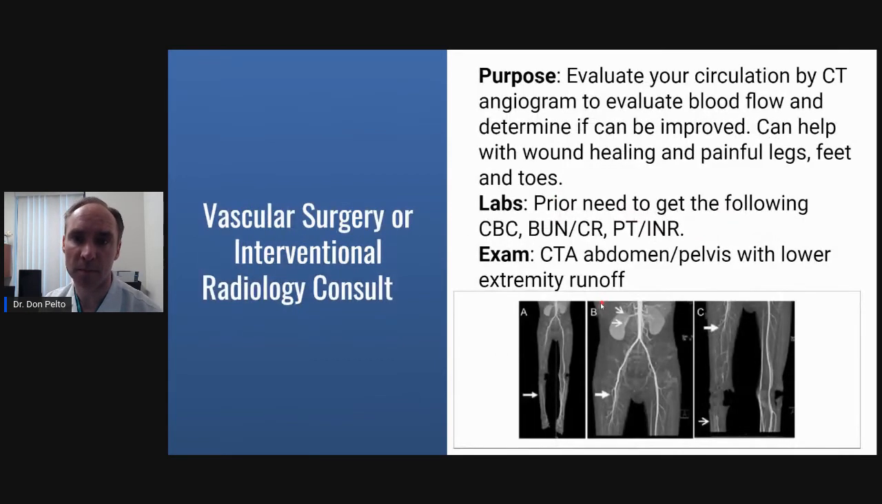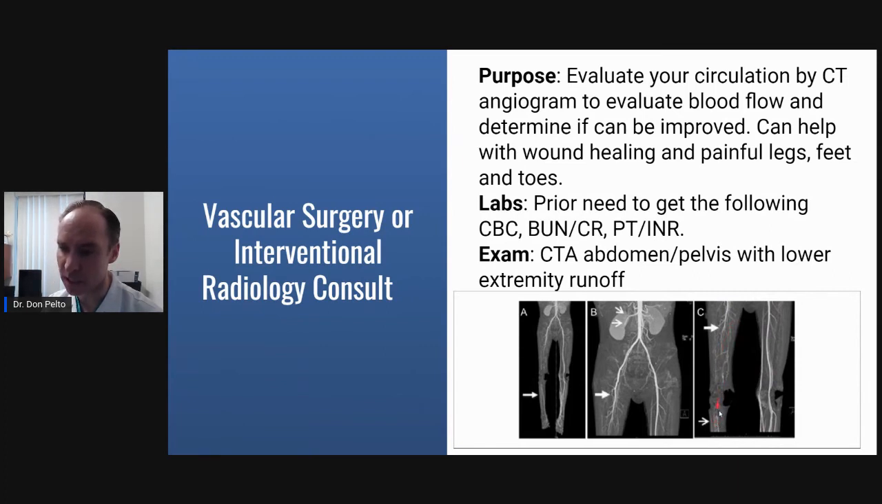Okay. So there is vascular surgery or interventional radiology consult that can be done. And what we use that for is we want to evaluate the circulation by a CT angiogram. So a CT is like a number of x-rays with some dye, and they put in this radioactive dye, and it evaluates the blood flow and can determine if they can do anything to improve it. So basically, you can see here, here's a nice straight line with the blood flow in the leg. Here it's kind of broken off. And it doesn't reach the bottom here.